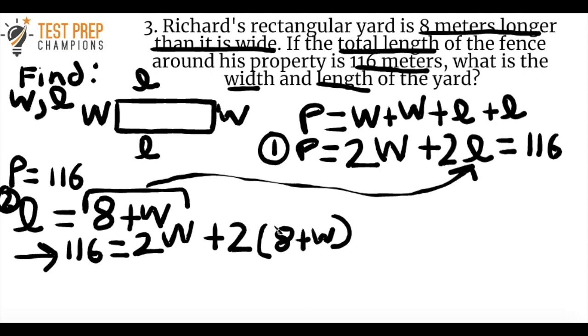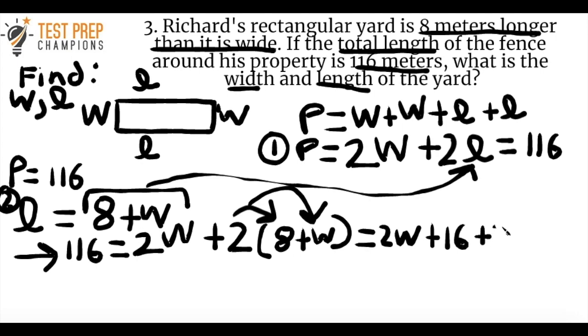Now since we have 2 times 8 plus W, we're going to do what's called distributing. So we're going to distribute this 2. We're going to do 2 times 8, which is 16, and 2 times W, which is just 2W. So now we can rewrite this. We have 116 is equal to 2W plus 16 plus another 2W. We can simplify this even further by combining like terms. We've got 2W and we've got 2W. Add that together, it gives us 4W.